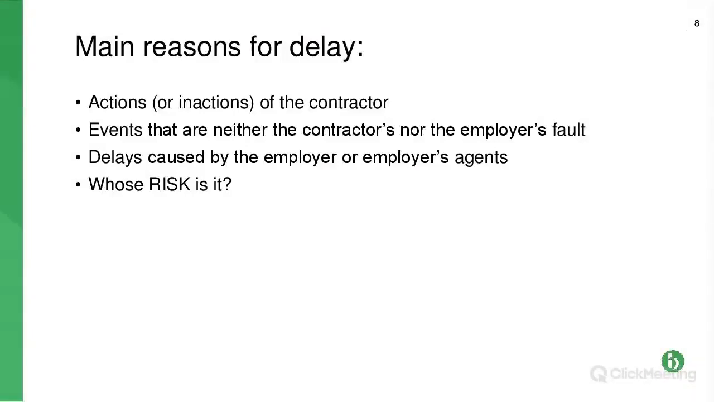So the first three bullet points set out the high level areas where the risk is divided. So typically the first bullet point, actions or inactions of the contractor, so that's typically the contractor's risk. It makes sense. So if the contractor does an inaction, for example, the contractor fails to provide enough personnel on the site and that causes delay, as it likely will, that's the contractor's risk.